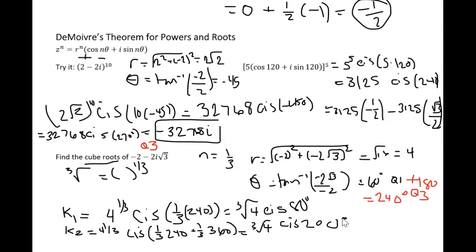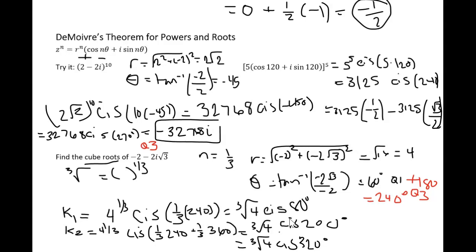And then I am continuously adding 120 degrees to this problem because I'm going to add another 1/3 of 360 and another 1/3 of 360, etc., until I have all three answers. So now I'm just going to shortcut it. It's going to be the cube root of 4, CIS, add another 120, and you get 320 degrees. And so these are your three roots, which you can then turn into standard form.